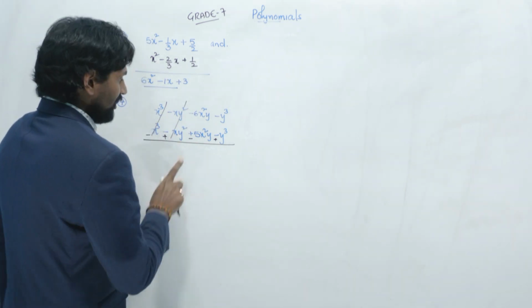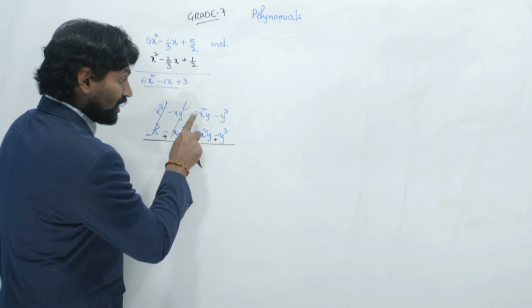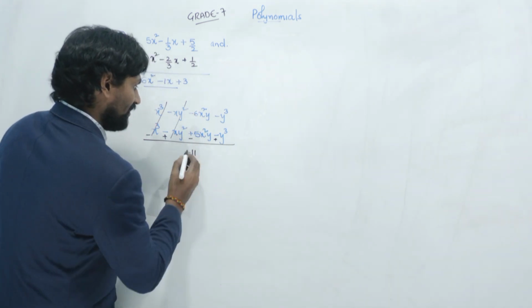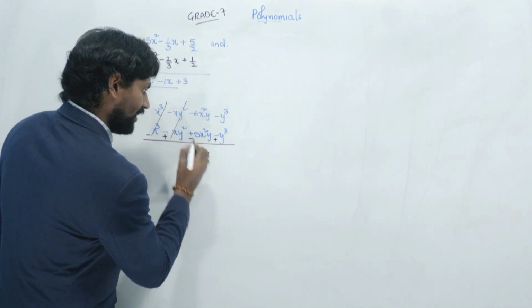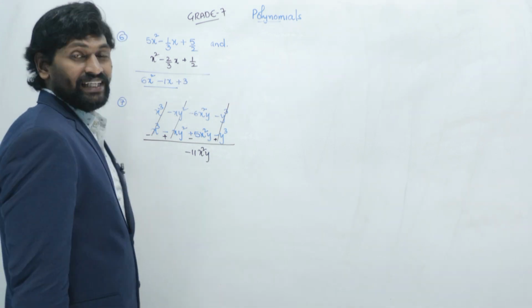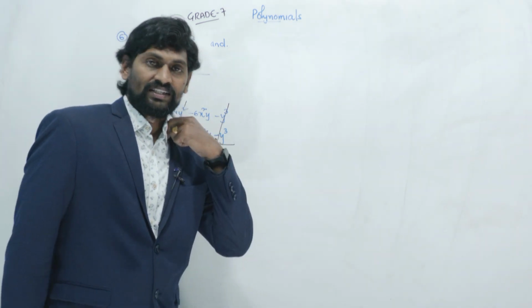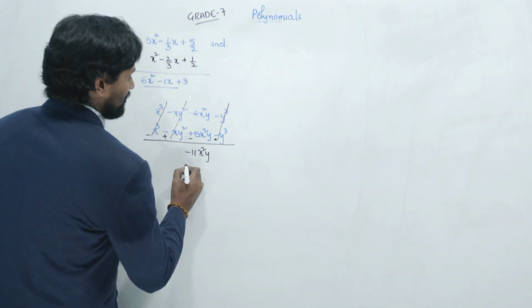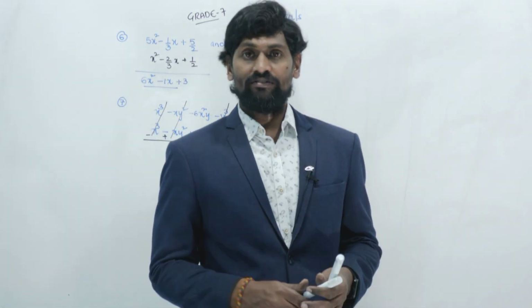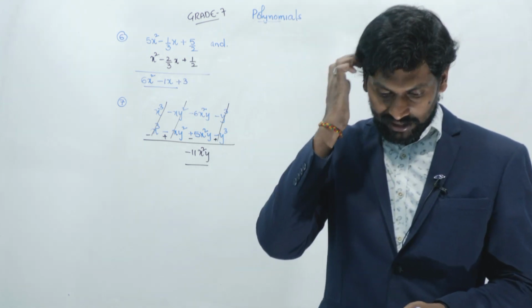Now this one, minus xy square plus xy square, same terms with opposite symbols can be cancelled. Now minus 6 minus 5, both are negatives, add with the negative symbol. 6 plus 5, 11. 11 x square y, and minus y cube plus y cube, same variables with opposite symbols can be cancelled. The answer is minus x square y. Therefore the answer is minus x square y. Okay, so let us move on to the 8th question.